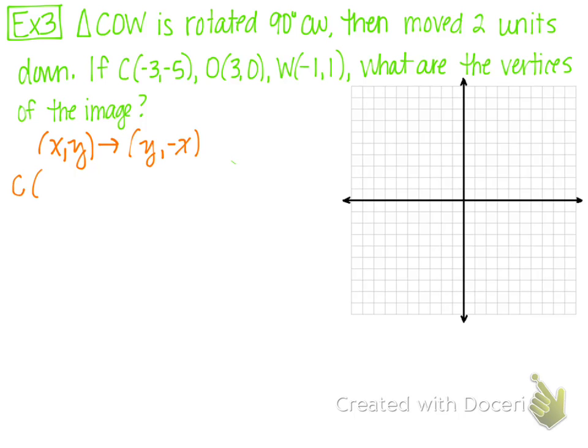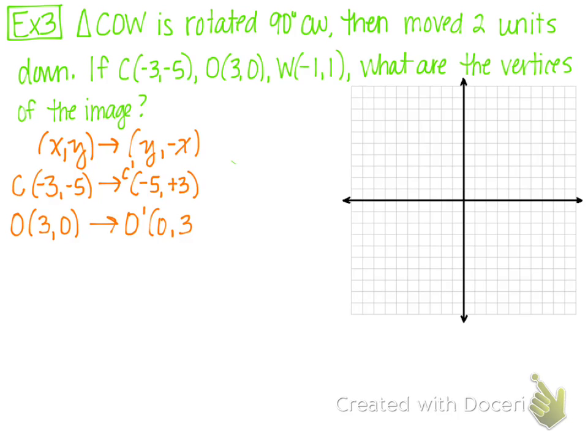So C originally is at -3, -5. So we're going to flip them, and we're going to change the sign of the old X, which is now the new Y. So this 3 becomes positive. Forgot to label that C prime. Sorry. O is at 3, 0. So we're going to flip them, and we're going to change the sign of the old X, which is now the new Y.